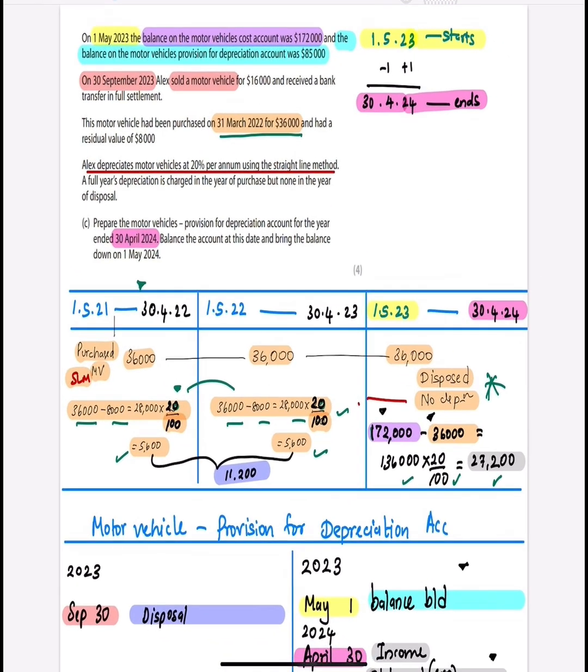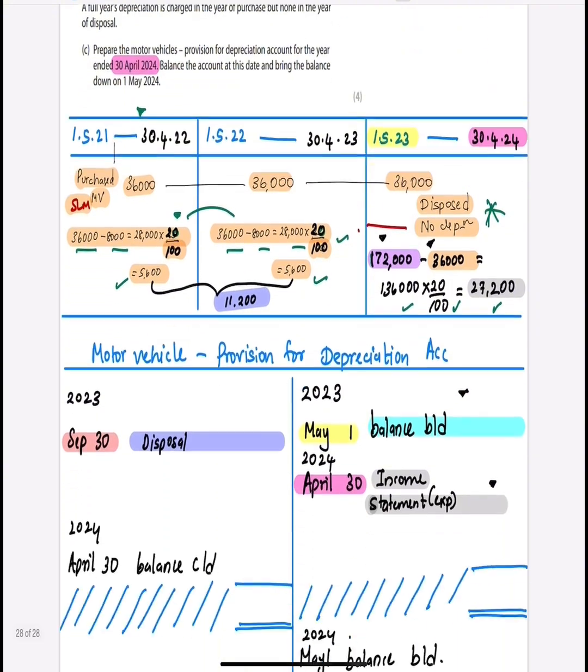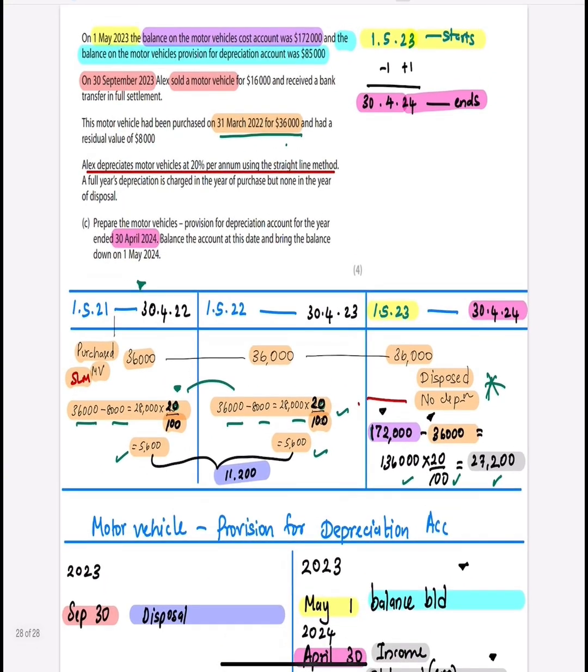Now, let's calculate depreciation for the disposed motor vehicle. As you can see here, this motor vehicle was purchased for $36,000. That's the purchase cost of the disposed motor vehicle. 20% depreciation, straight line method, and the residual value is $8,000. So 36,000 take away 8,000, the residual value, is 28,000, and 20% of that should give 5,600.